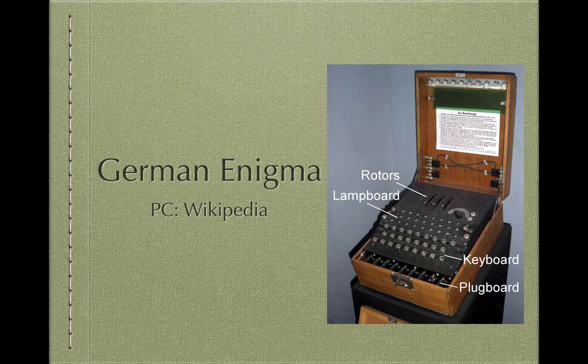It also has some electrical wiring under each of the keys. Let's say if you press the letter A, right, after the encryption, whatever letter, the so-called ciphertext, will glow on the lamp board. So you see which letter is glowing on the lamp board and you note down the letter. It is also controlled by 3 rotors.